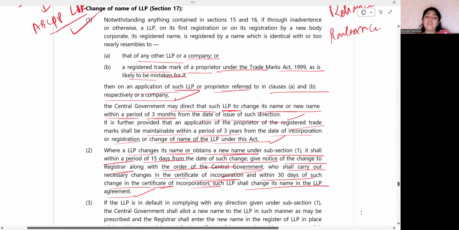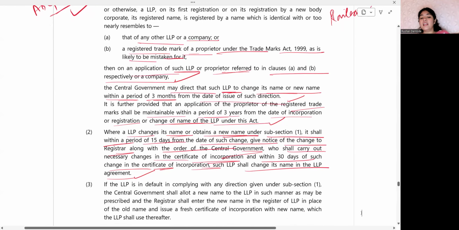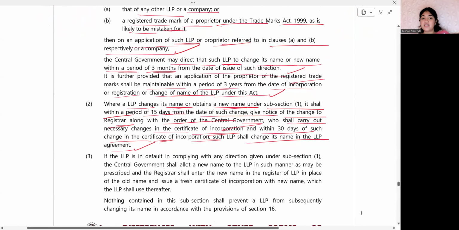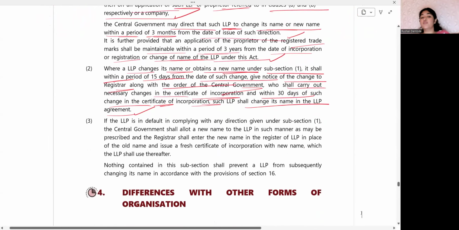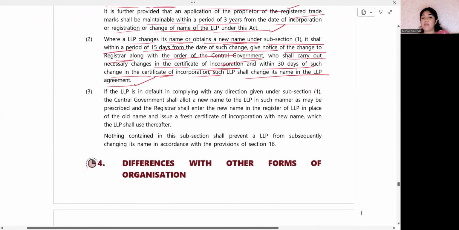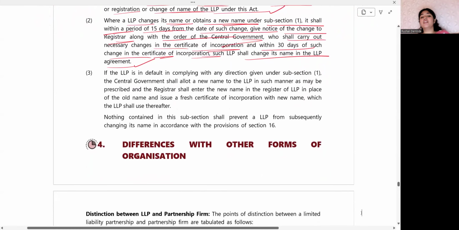Then we have, if the LLP is in default in complying with any direction given under subsection 1, the central government shall allot a new name to the LLP in such manner. So if any default has happened in complying with any direction given in subsection 1, central government shall give a new name to the LLP in such a manner as may be prescribed, and the registrar shall enter the new name in the register of LLP in place of the old name. If they are changing the name, this will be changed in the register also.